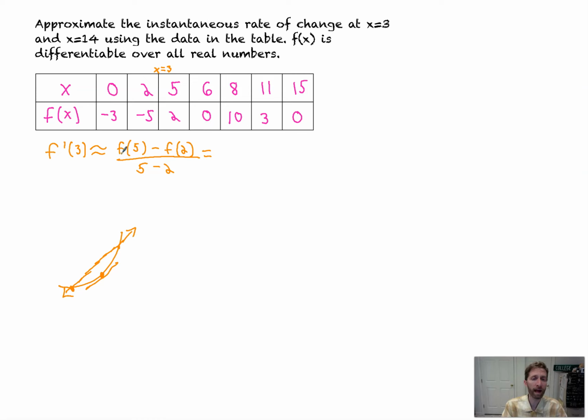So let's go ahead and fire away. So we plug in 5. Well, in the table, it's already given to us. F of 5 is 2. The calculations are done for us. So you might be scared of tables. They actually allow for very lazy math. F of 2 is negative 5. Nice. All over 5 minus 2, which is just 3. When we simplify that, 2 minus a negative 5 is 7 over 3.